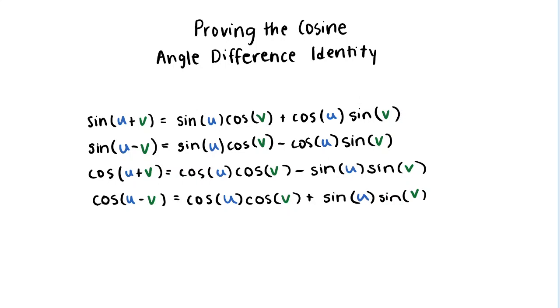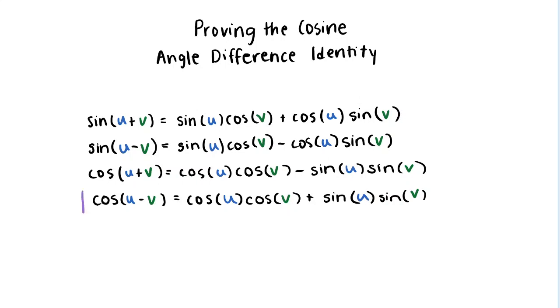Hey everyone. So in the last video we introduced four new identities, the angle sum and the angle difference identities for sine and cosine. And we got used to using these identities, and we practiced answering a handful of different kinds of problems with these identities. But one thing we didn't do was justify or argue why these identities are true. So that's something I'd like to do in this video.